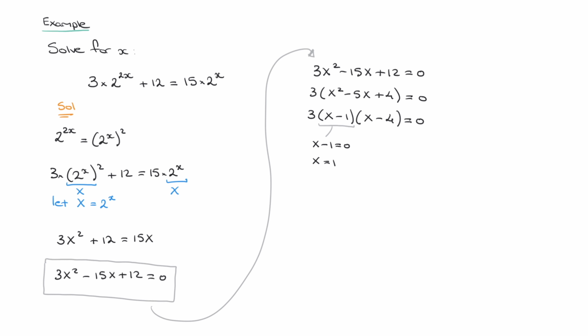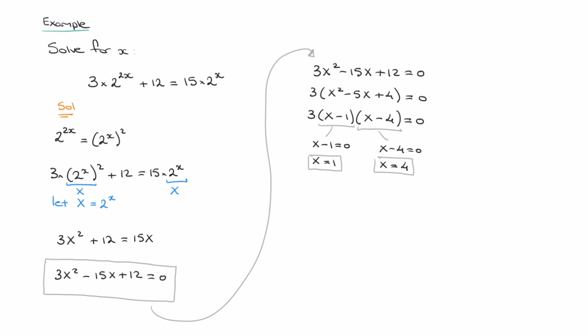Another possibility for this product to equal 0 is for this capital X minus 4 to equal 0. So if capital X minus 4 equals 0, that would mean that capital X equals 4. And as such, we've now solved this quadratic equation for capital X.